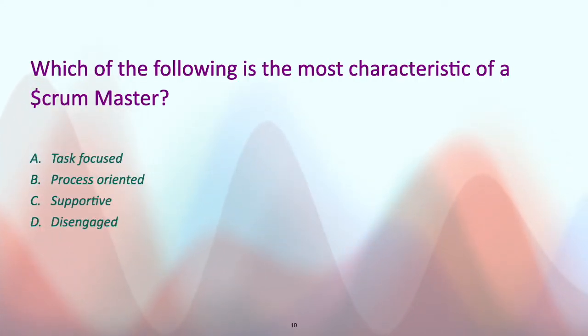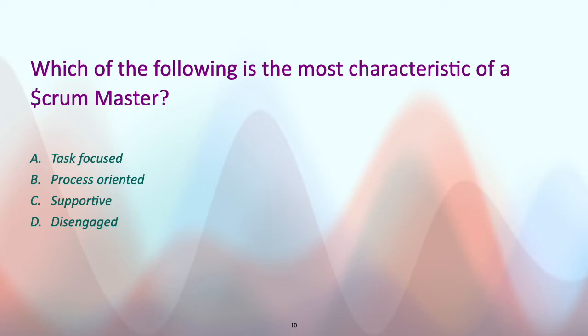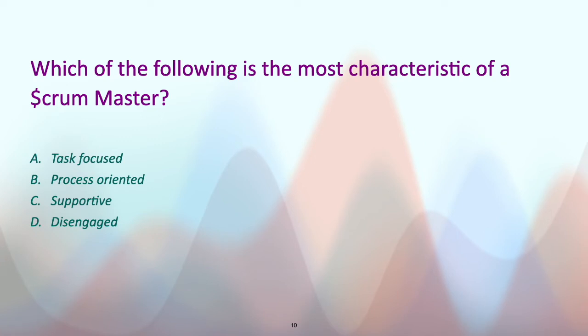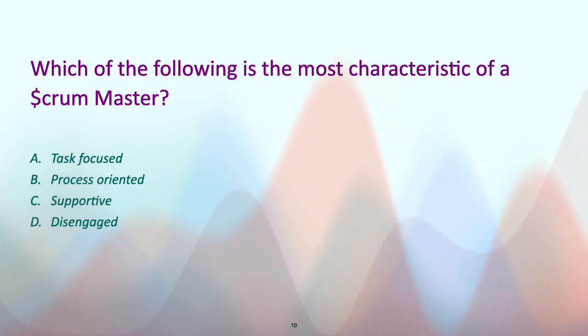Which of the following is the most characteristic of a Scrum Master? Obviously, a Scrum Master has different characteristics. So which one is the closest to a Scrum Master? Task focused, process oriented, supportive, disengaged. I think it's straightforward. You can pick one answer and then see whether it's right or not.